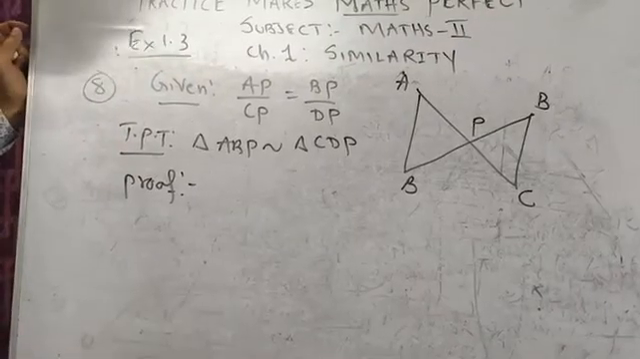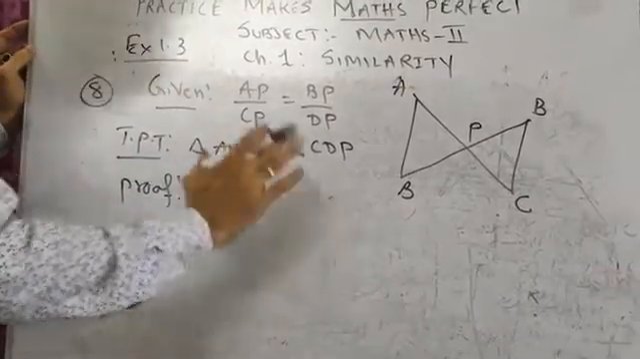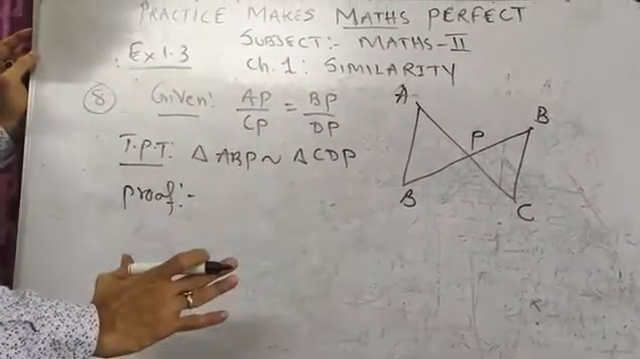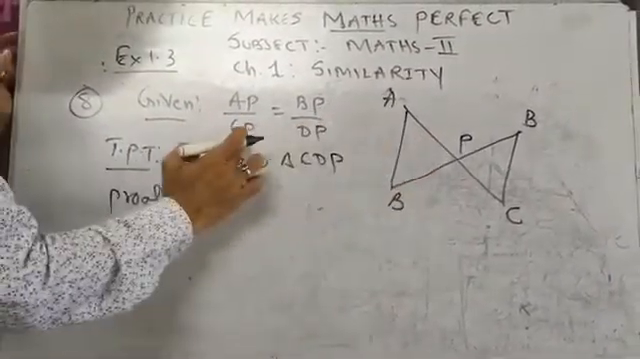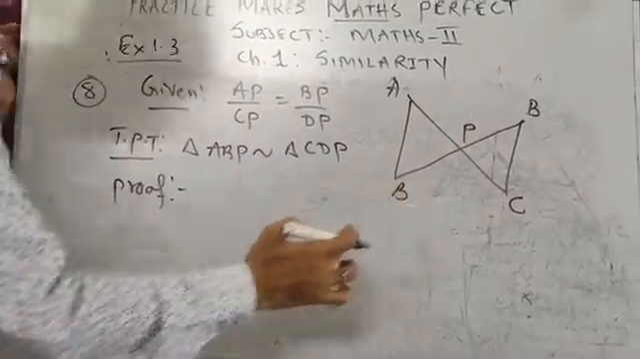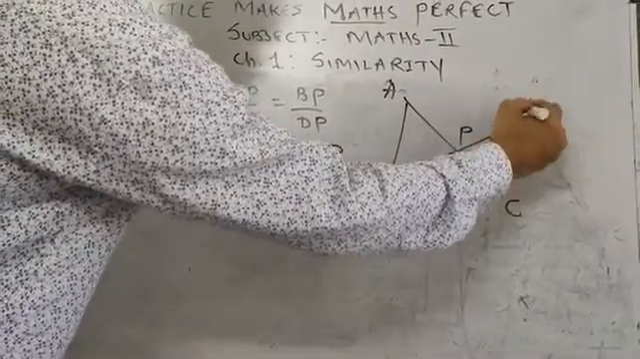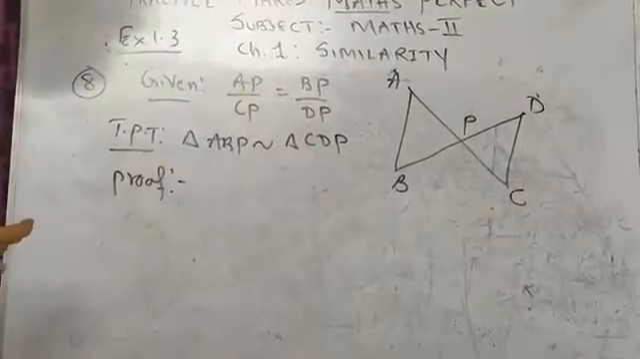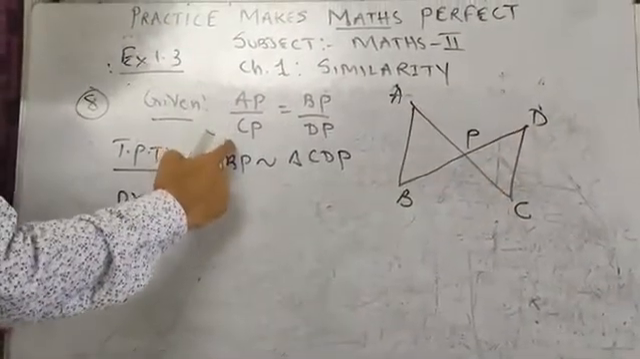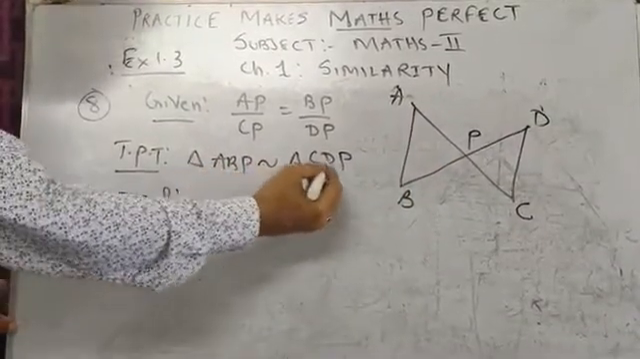Okay, now come to sum number 8 of exercise 1.3. This is very important sum. It has come in board exam many times. So you are given AP upon CP is equal to BP upon DP. Okay, sorry, here D is there. AP upon CP is equal to BP upon DP. Now we have to prove triangle ABP similar to triangle CDP.